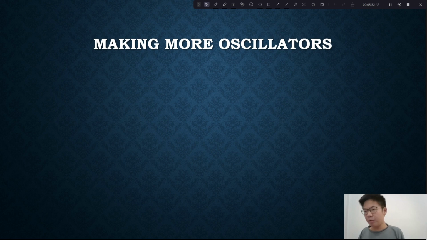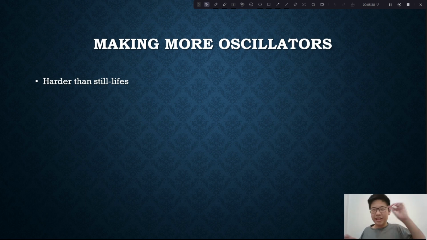What about making more oscillators? Obviously, it's harder than still lifes because, unlike still lifes, oscillators will always have a few cells sticking out a bit, with cells being born or dying. With still lifes, everything's just stationary, so you just have to do the mathematics on every cell.